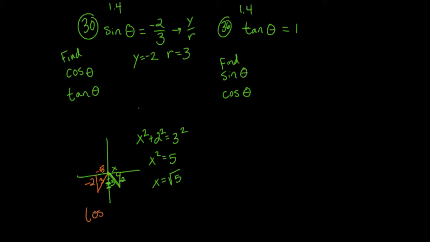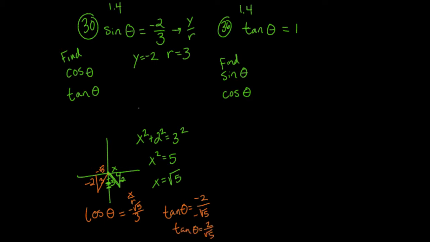So that means that the cosine of theta is equal to x over r, right? So in red, x is negative square root of 5. R is still the same, positive 3, okay? Tangent of theta is equal to y over x, and in this case it's -2 over negative square root of 5. Okay, so that ends up being positive, so tangent of theta is equal to 2 over the square root of 5.